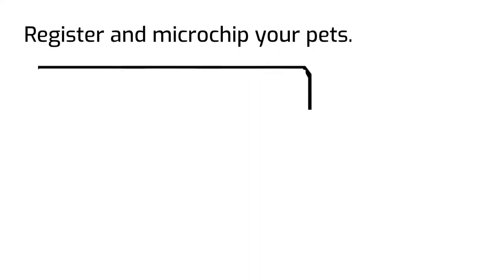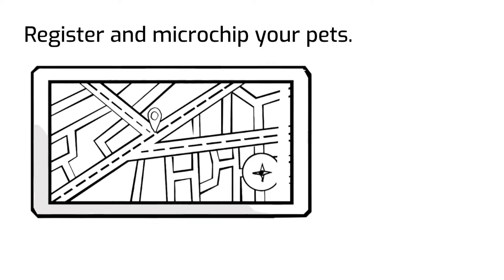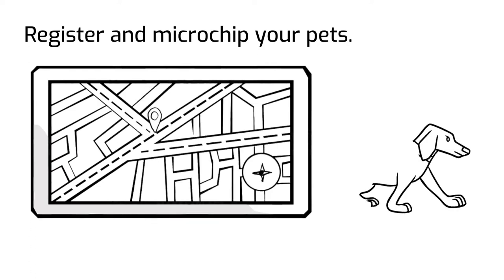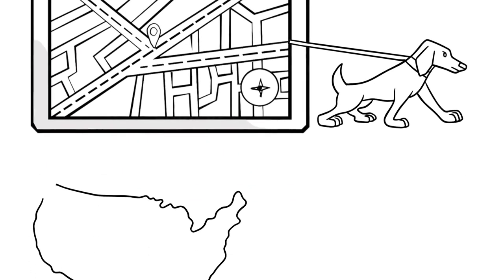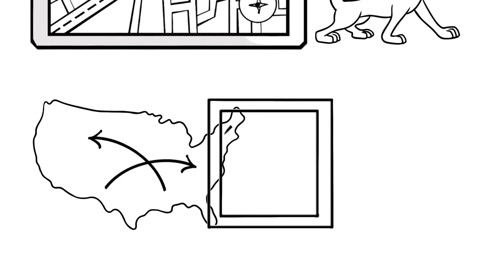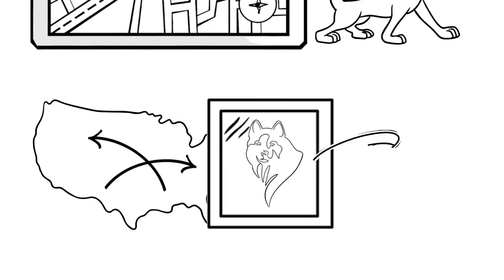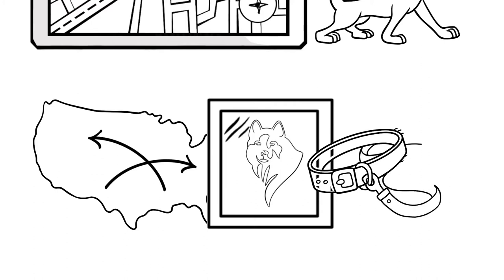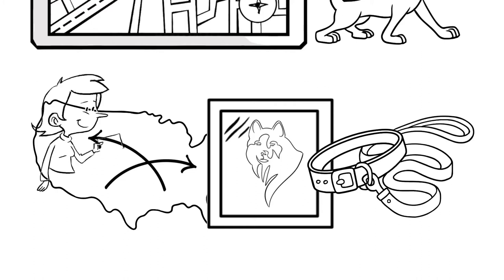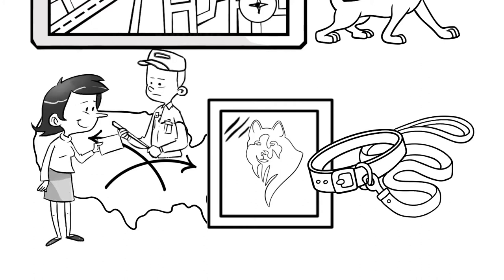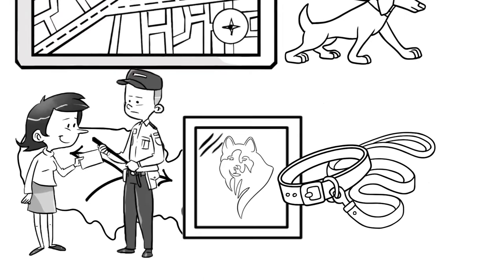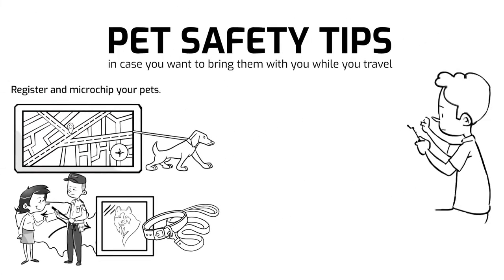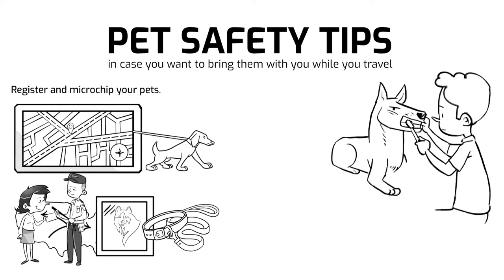Register and microchip your pets. Registered and microchipped pets are easier and faster to locate when lost or stolen. For cross-state travels, it is good to have an updated picture of your dog or cat in case your pet gets lost or stolen. When worst comes to worst, an updated picture of your pet will help in locating your lost pet.